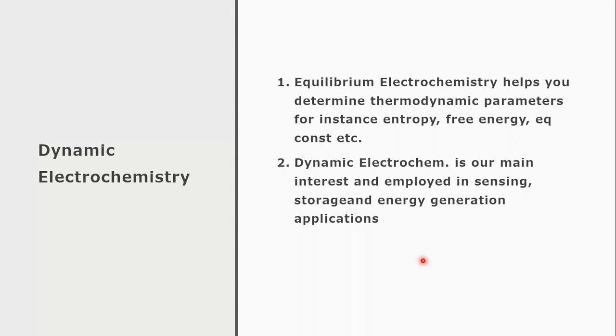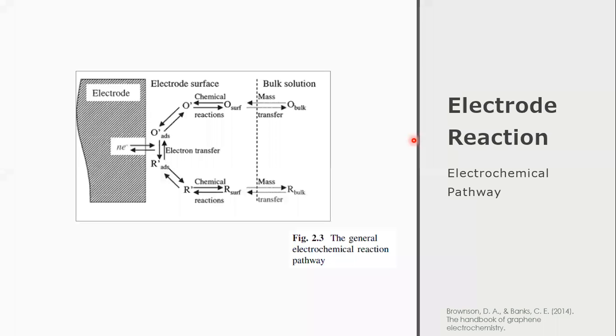So equilibrium chemistry helps you determine the thermodynamic parameters, for instance, entropy, free energy, equilibrium constant, etc. It's kind of a little dry and boring, but dynamic electrochemistry is our main interest, and it's normally employed in sensing, storage, and energy applications, energy generation applications, more specifically. So in this course, we'll be focusing more on dynamic electrochemistry.